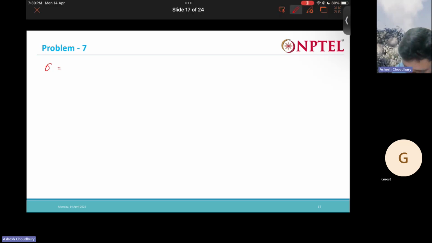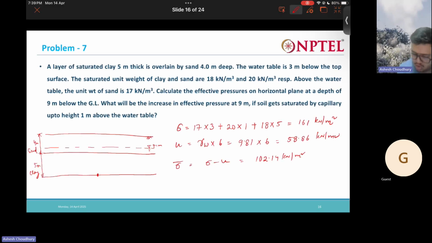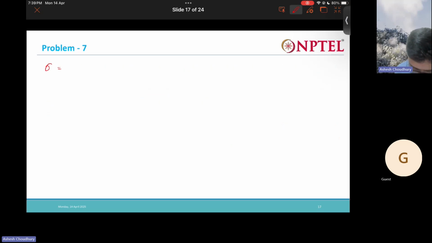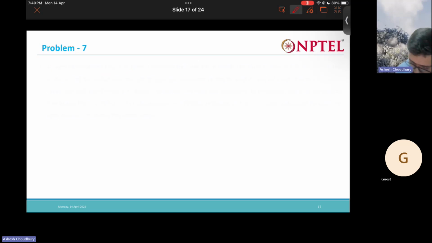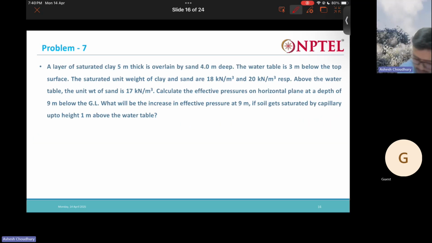So now first I will have 2 times 17 times 2, plus 20 times 2 plus 18 times 5. So this is my total stress. Pore water pressure is 6 times 9.81. The same water pressure is going to be the same, 6 times 9.81.